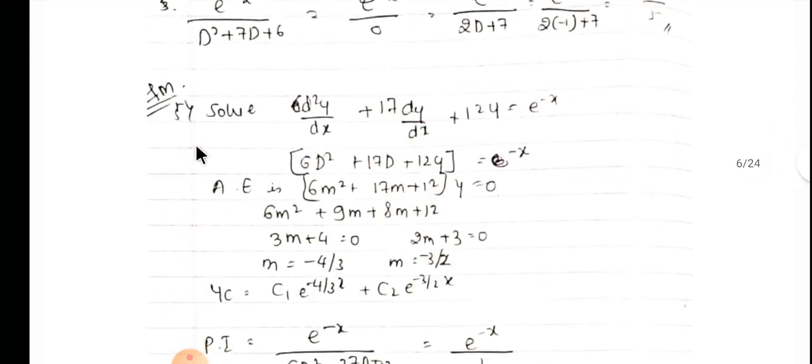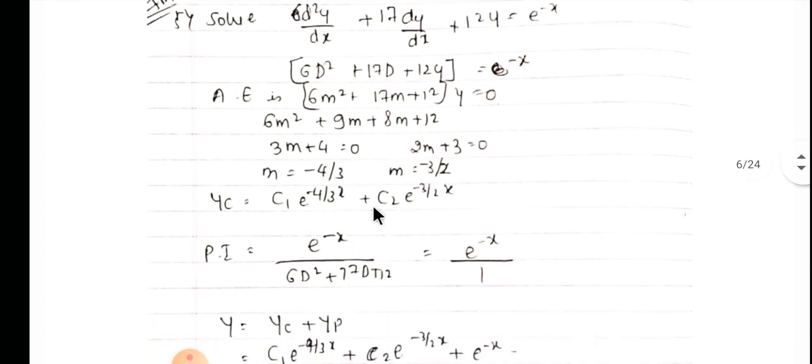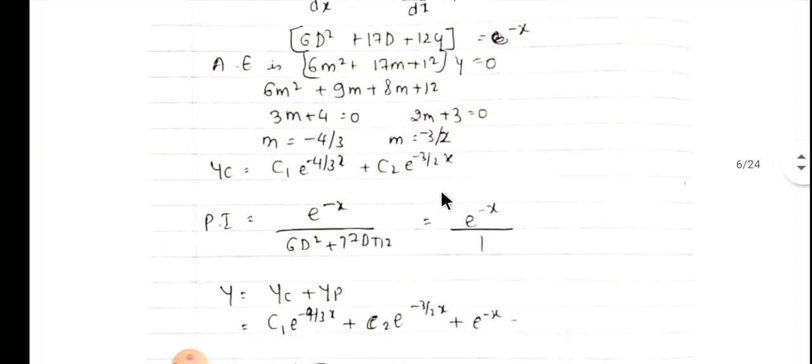The first example, solve 6d square y by dx plus 17dy by dx plus 12y, which is equal to e to the power minus x. Write the auxiliary equation of the LHS part and RHS as it is. And find the roots of the LHS part for the complementary function, how we have solved before. That is, the roots are m is equal to minus 4 by 3 and minus 3 by 2. Write the complementary function for these two roots, that is c1 e to the power minus 4 by 3x plus c2 e to the power minus 3 by 2x. And this is your yc, that is nothing but the complementary function.